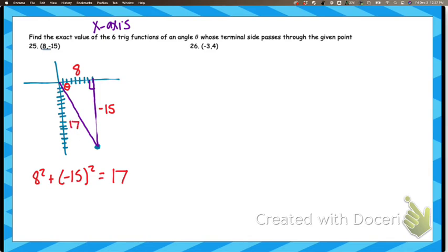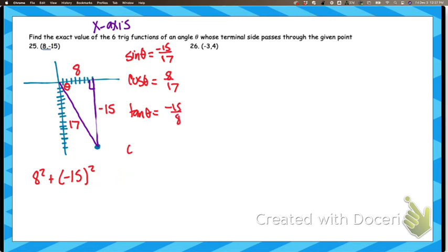And now once our triangle's filled in, we just find our 6 trig functions. So opposite over hypotenuse, adjacent over hypotenuse, opposite over adjacent. Cosecant is the reciprocal of sine. Secant is the reciprocal of cosine. Cotangent is the reciprocal of tangent.